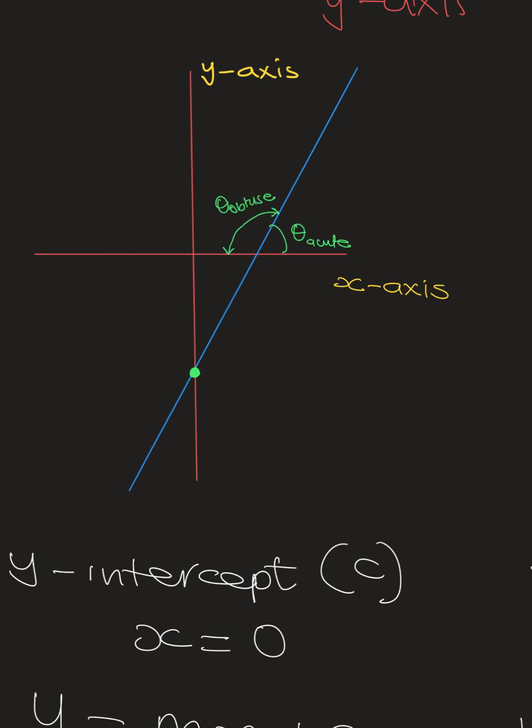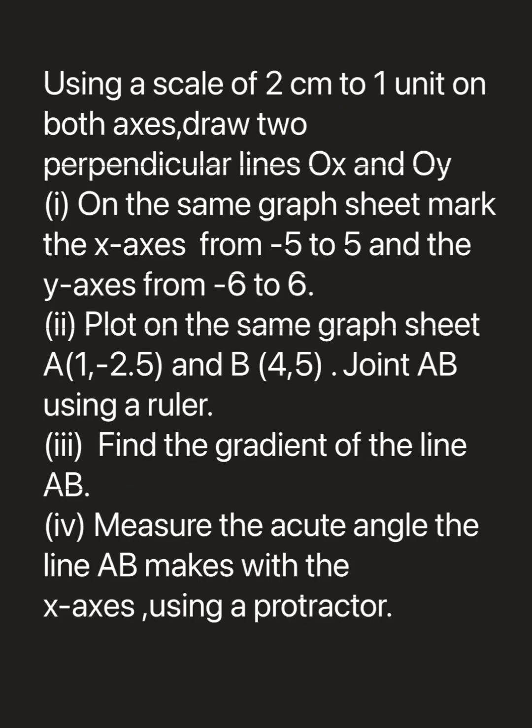Okay? Remember, the sum of the acute angle and the obtuse angle will be equal to 180 degrees. So if this concept is clear, I will now move on to answer the questions that we have. The question that we have in front of us reads, using a scale of 2 centimeters to 1 unit on both axes, draw two perpendicular lines, OX and OY.